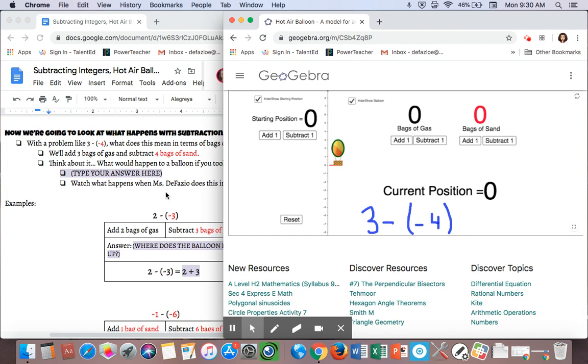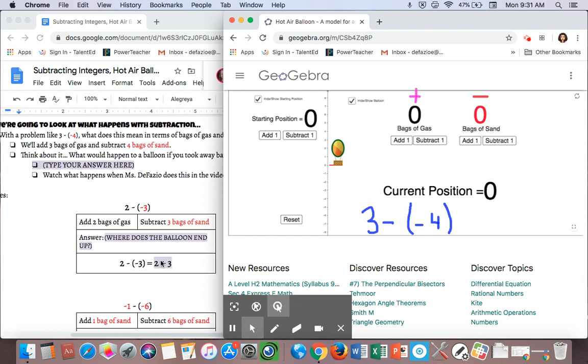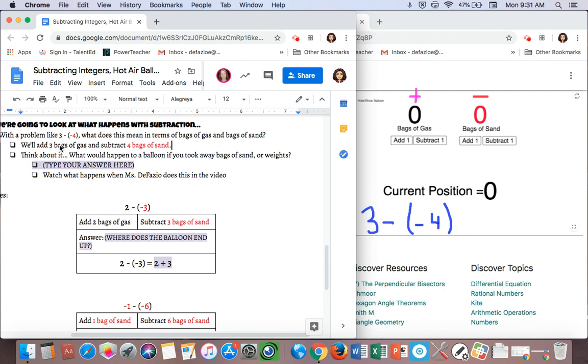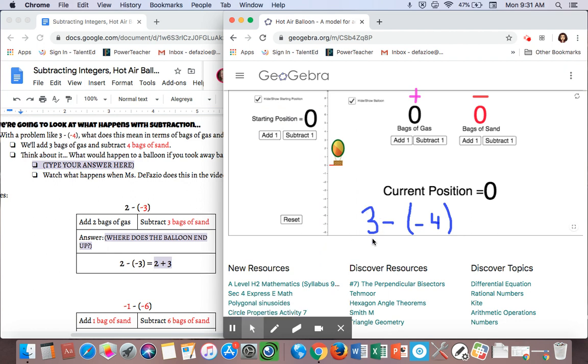So what we're going to be doing here is modeling with bags of gas and bags of sand. Remember, these bags of gas are positive, and these bags of sand are our negatives. And I'm just writing that there so we can remember. So if we look at our guided notes, it says we'll add 3 bags of gas and subtract 4 bags of sand. That's going to be a lot to think about here. Remember, positive 3 is bags of gas. So that one's a little more straightforward.